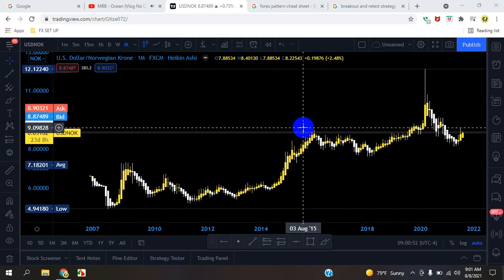We are here running the level and looking for market structure and patterns.